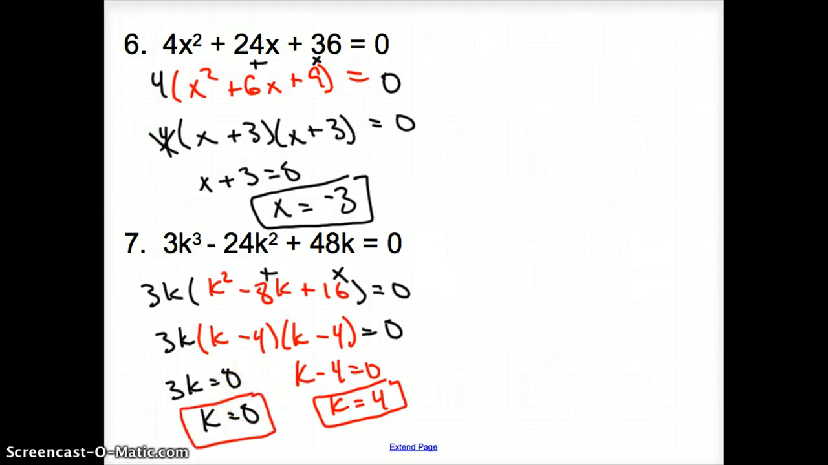And that does it for the second part of section 8.9, perfect squares.